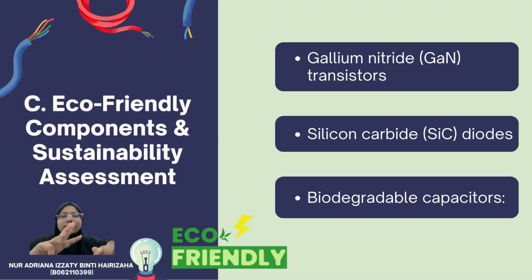The third element is eco-friendly component and sustainability assessment. First, gallium nitride transistor. These transistors have lower switching losses than traditional silicon transistor, which can improve efficiency and reduce heat dissipation. Second is silicon carbide diode. This diode has higher voltage and temperature rating than silicon diode, which can improve reliability and reduce the need for heat sink.